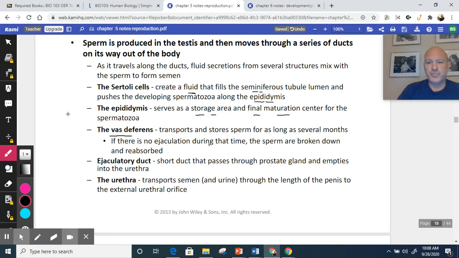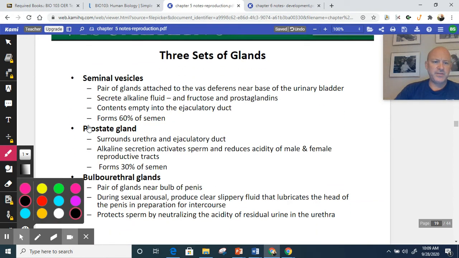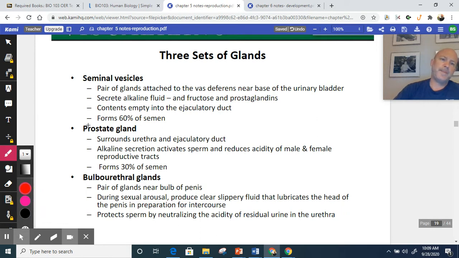That's going to transport sperm cells all the way out to the urethra. All right. And the urethra, remember when we talked about the urethra, not only is it a vessel that transports semen, but it also transports urine. We have 3 accessory glands that are producing secretions that add to the fluids. The first one is the seminal vesicle. This produces about 60% of the semen. The second one is the prostate gland, which produces about 30% of the semen.